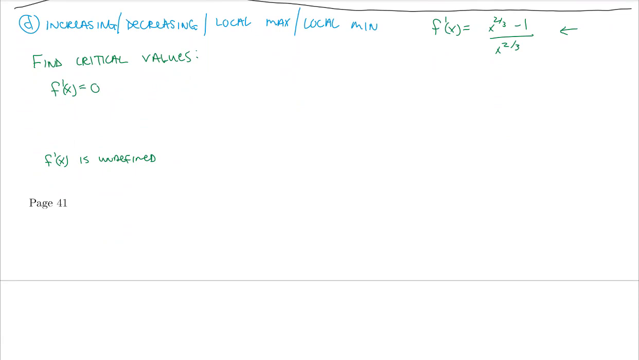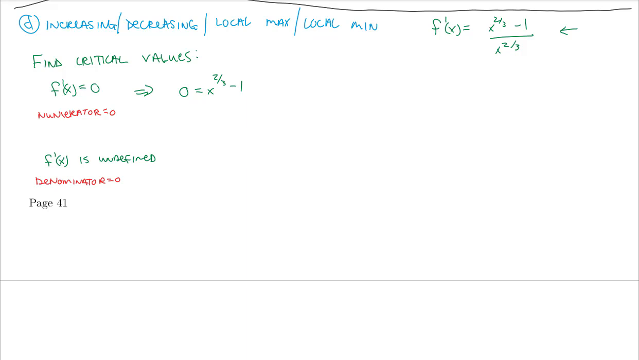So what we basically need to do here is we need to figure out where the numerator is equal to 0 to figure out where the derivative is equal to 0, and where the denominator is equal to 0 to figure out where the derivative is undefined. So let's work with the numerator first. We have 0 is equal to x to the 2/3 minus 1.